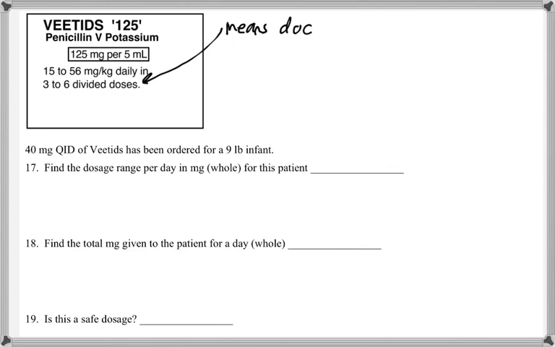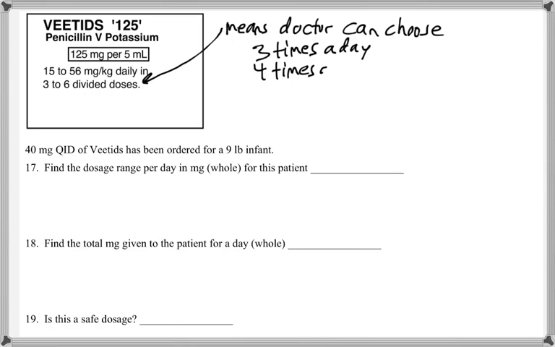the doctor can choose 3 times a day, 4 times a day, 5 times a day, or 6 times a day. But they still need to specify in the problem which one they choose. But any one of those 4 is okay.